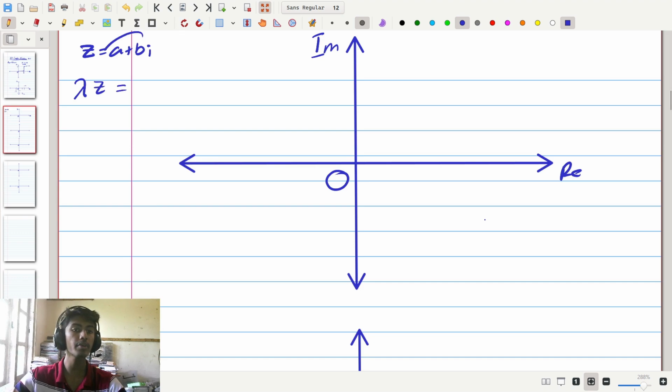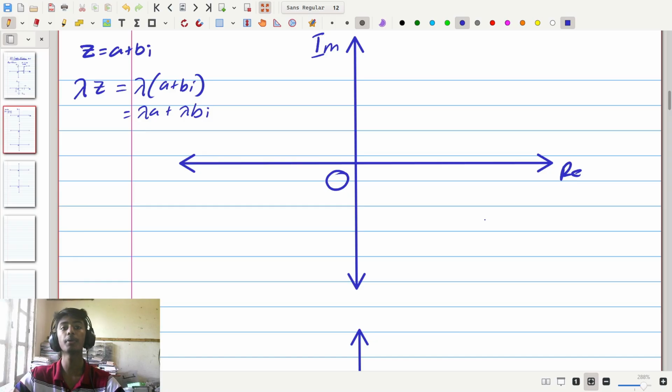So now here we can see directly, if z is equal to a plus bi, then lambda z must be equal to lambda times (a plus bi). And if we expand the brackets out, we're going to get lambda a plus lambda bi. Now, considering the real and imaginary components here, the real component of lambda z is lambda a and the imaginary component is lambda b.